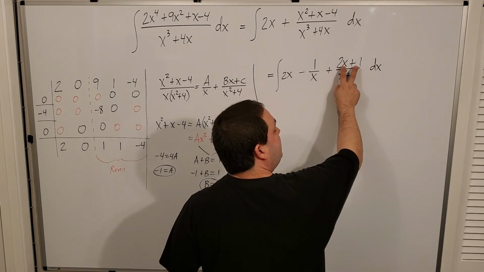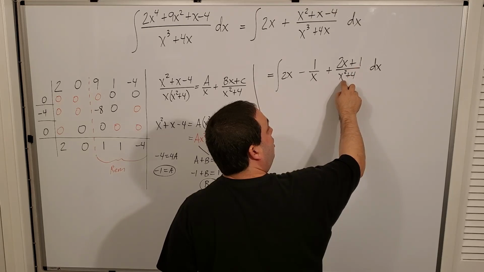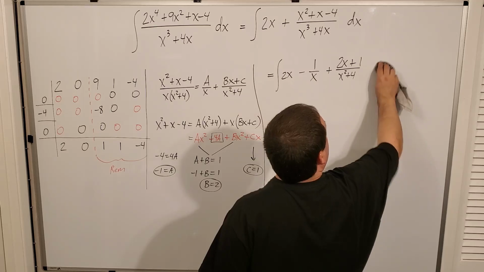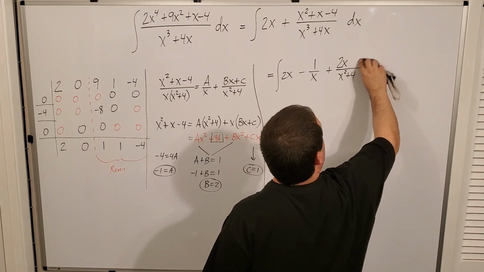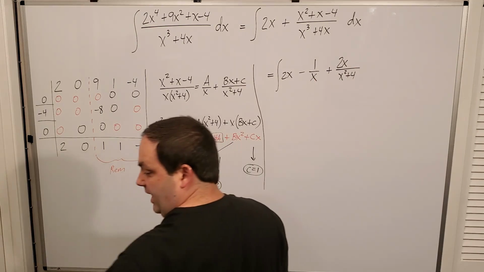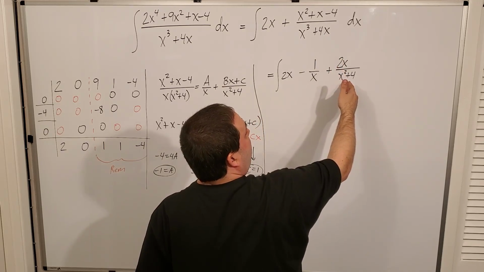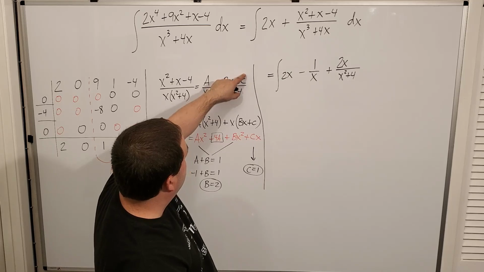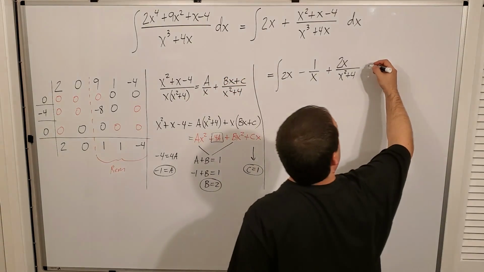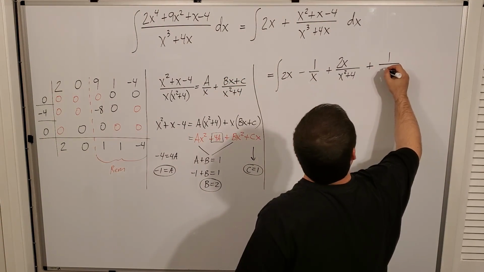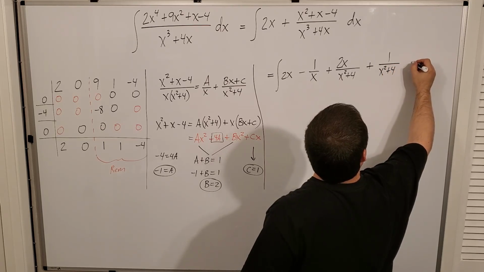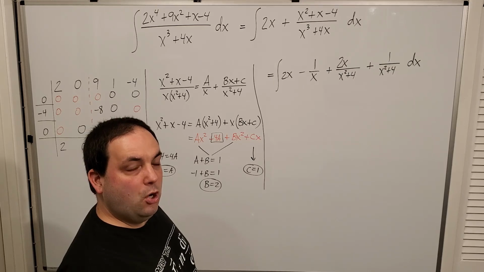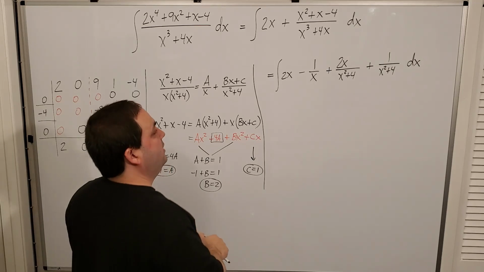So instead of writing this in this form, 2x plus 1 over x squared plus 4, I instead want to opt into splitting it. So instead of 2x plus 1 altogether, I'll do 2x over the denominator, that's just the bx over it, and then plus I'll do the c over it by itself. So that'll be plus 1 over x squared plus 4 dx. Now each one of these is perfect for integration.